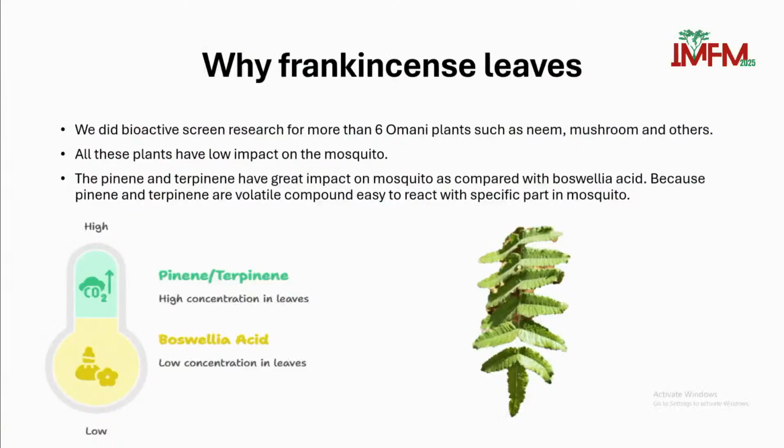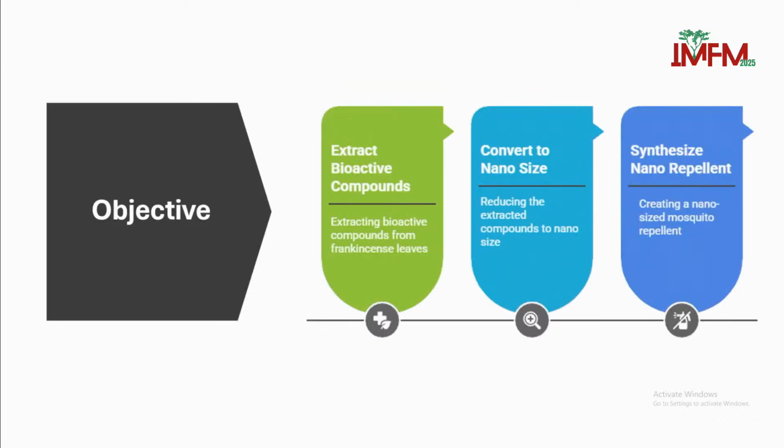So we transferred to the leaves. The compounds in the leaf are not available in the gum itself. This is why the high concentration of pinene and also terpene is available in the leaves but not in the gum itself. So this is why we are working on the leaves. The main objective is to extract the bioactive compounds available in the leaves and then convert them to nanosize. And then we did the synthesis of the final product.